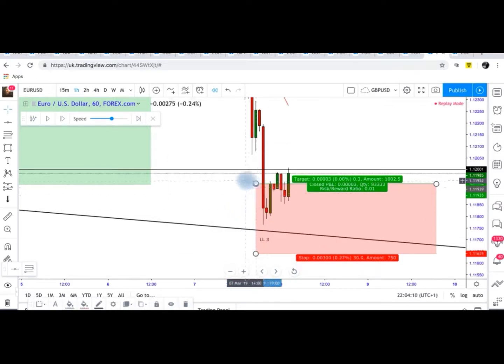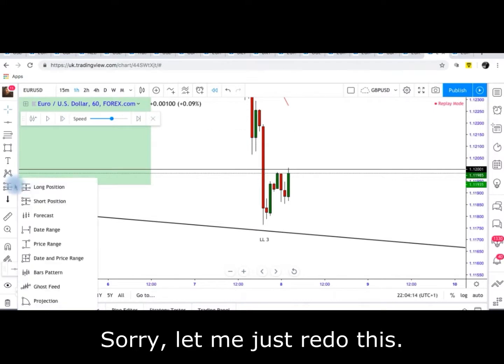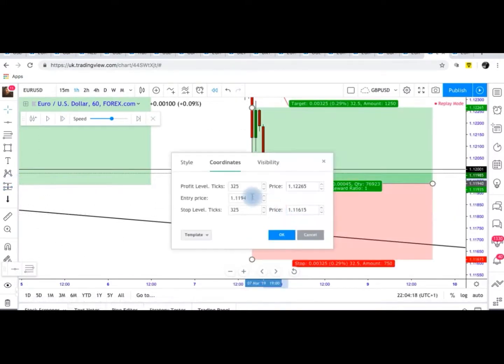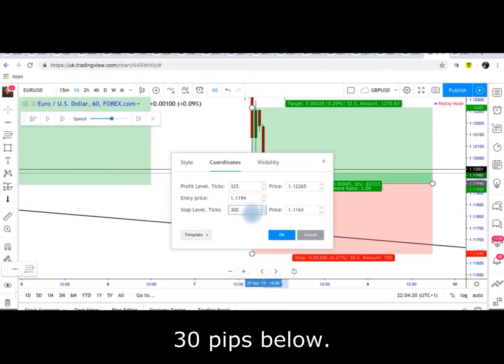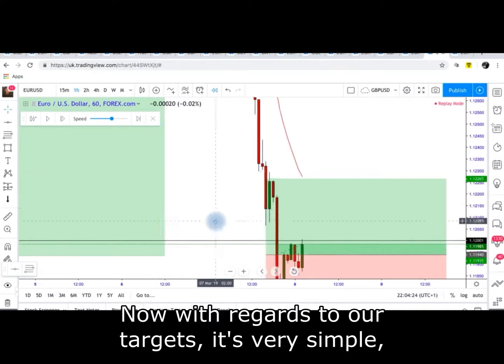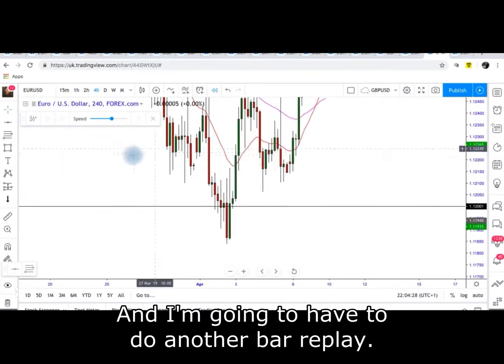below. Okay, so with regards to... Sorry, let me just redo this. 30 pips below. Now, with regards to our targets, it's very simple. All we have to do is, let me zoom back out, and I'm going to have to do another bar replay.